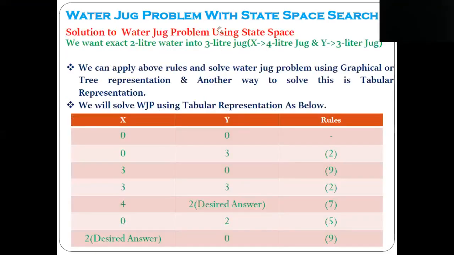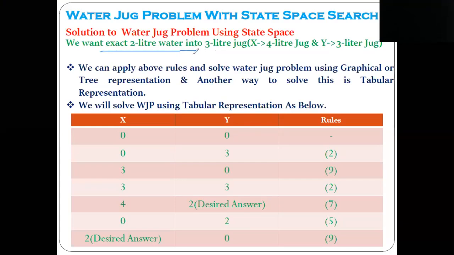Okay, let's apply the given rules and try to solve the given problem. In the given problem, we need exactly 2 liters of water in the 3 liter jug. We have been given 2 jugs, one with a capacity of 4 liters and the other with a capacity of 3 liters. So we have to apply the above rules and try to solve the problem using the graphical or the tree representation. This is one method.